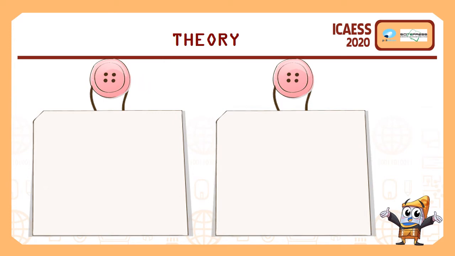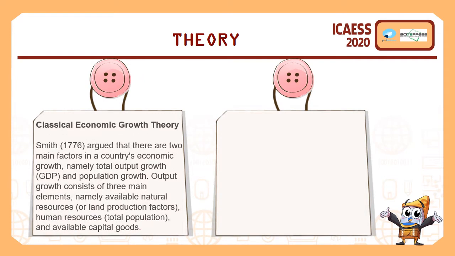Next, theory. The first theory is classical economic growth theory from Smith. Smith argued that there are two main factors in a country's economic growth, namely total output growth or GDP and population growth. Output growth consists of three main elements, namely available natural resources or land production factor, human resources or total population, and available capital goods.